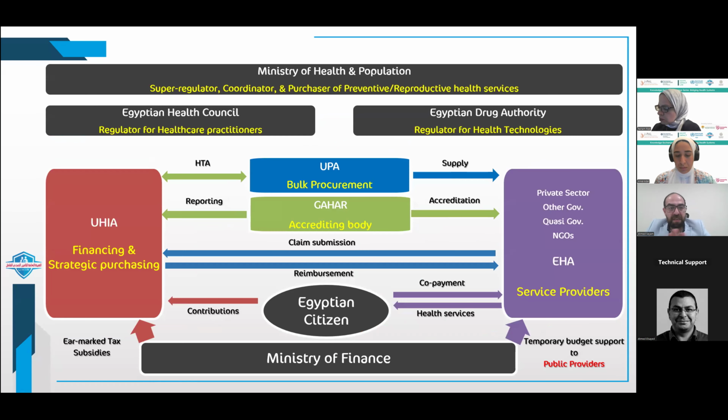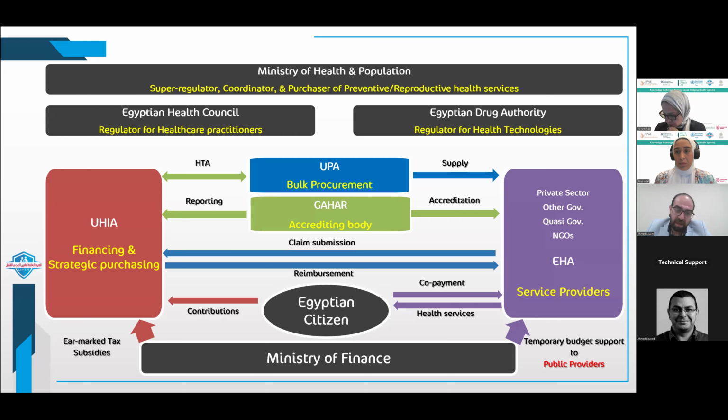And this is just an illustration of the entire health ecosystem. So basically, we have the three entities that were established under the UHI: the UHIA in the red box, the EHA as a main public provider with other providers in the purple box, and we have GAHAR, the accrediting body, in between. And we also have other government entities that are more or less participating in managing other parts of the ecosystem.